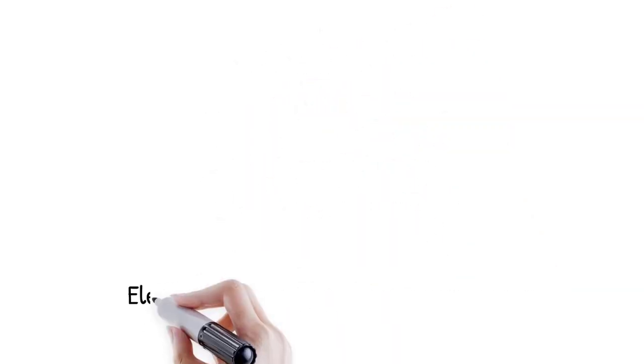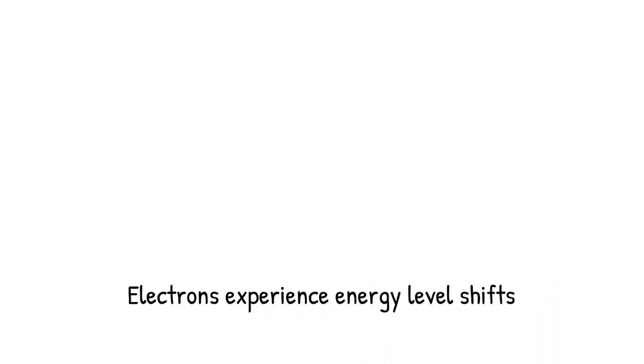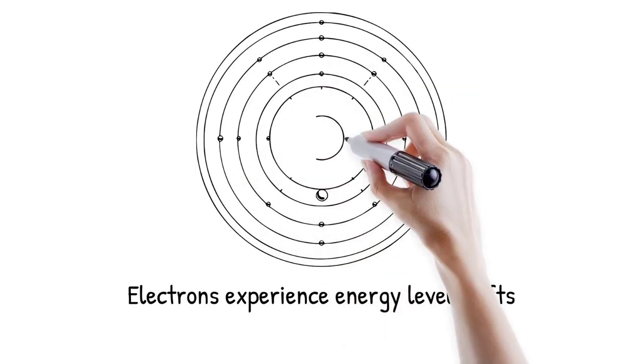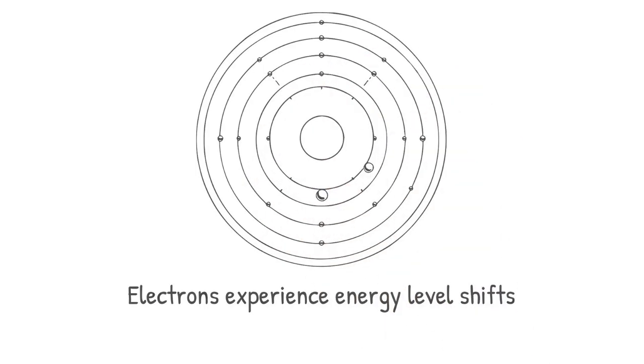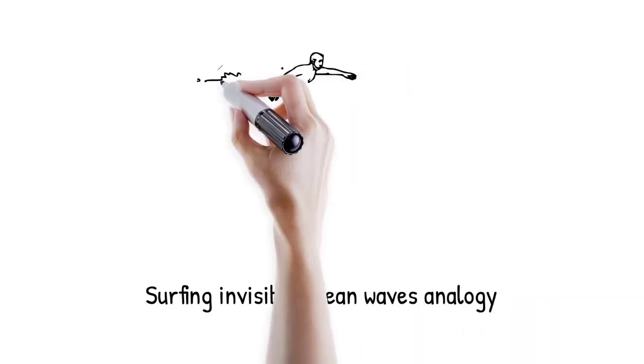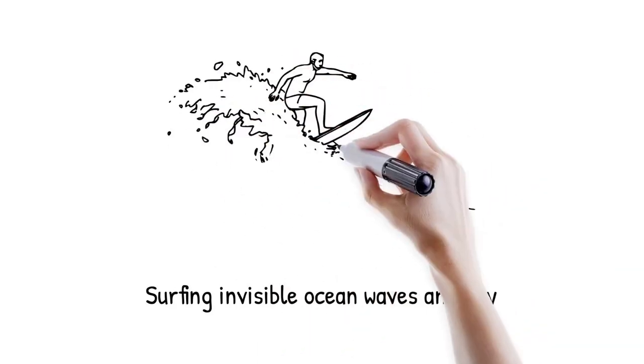Electrons in orbitals experience tiny shifts in energy levels, the Lamb shift, due to their interaction with quantum vacuum fields. It's like surfing invisible ocean waves. Although unseen, the energy in the water's motion propels the surfer forward.